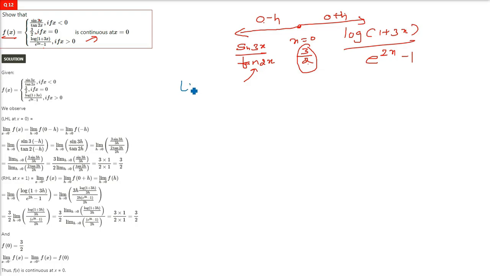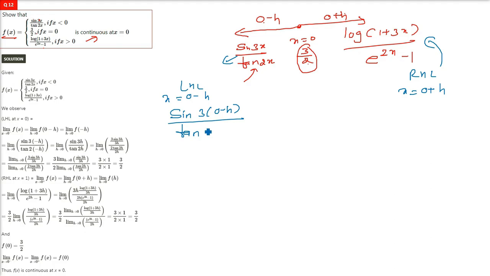So I'll just write this LHL, this is RHL. Left hand limit, let us apply directly here, x equals 0 minus h, that is minus h we are going to use. Here x equals 0 plus h, so we are going to use h here. So sin 3 times (0 minus h) divided by tan twice of (0 minus h). Here what we are going to use? Log 1 plus 3 into (0 plus h), and in the denominator we will use e raised to twice of (0 plus h) minus 1.